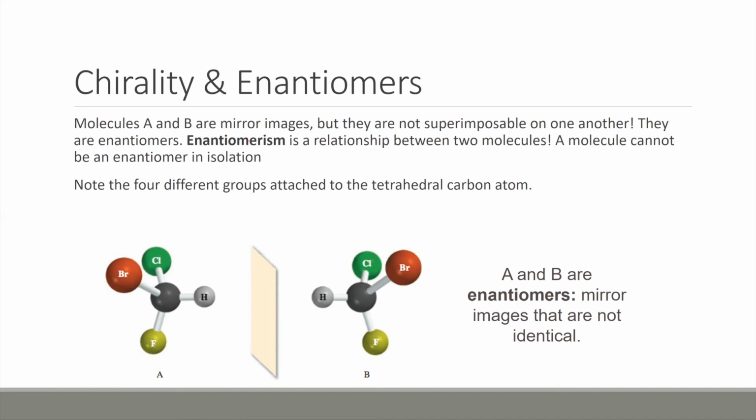Now, I want to note something here because we're going to talk about it later, but one of the key signatures of chirality is that you have 4 different groups attached to a tetrahedral carbon. This is one of the signature things to look for to define chirality. 4 different groups attached to a tetrahedral carbon. This usually leads to a chiral molecule.